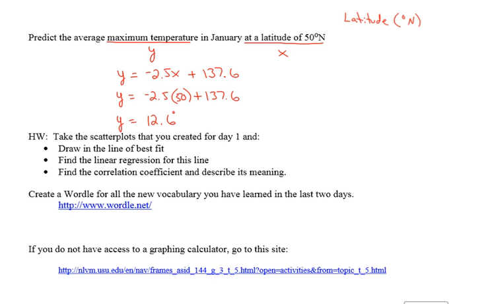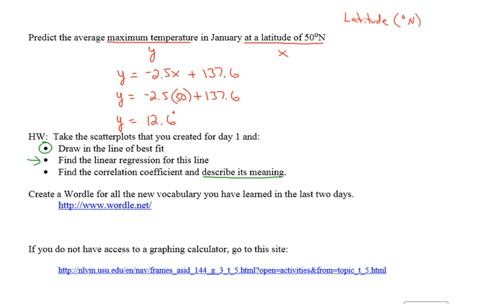Now, for homework tonight, I want you to take the scatter plots that you created yesterday. I want you to draw in the line of best fit. So that's your sketch. I just want you to sketch in a line of best fit on those scatter plots. After you sketch it in, I want you to do a linear regression for each scatter plot. Then I want you to find the correlation coefficient, and not only that, I want you to tell me what that correlation coefficient means.